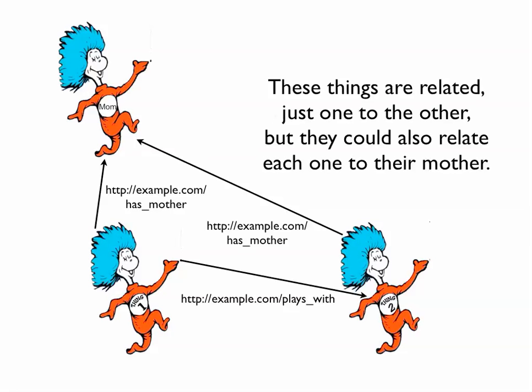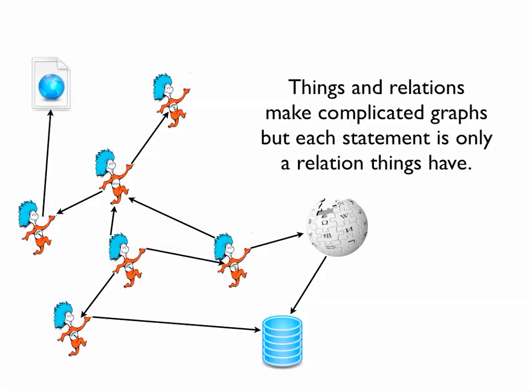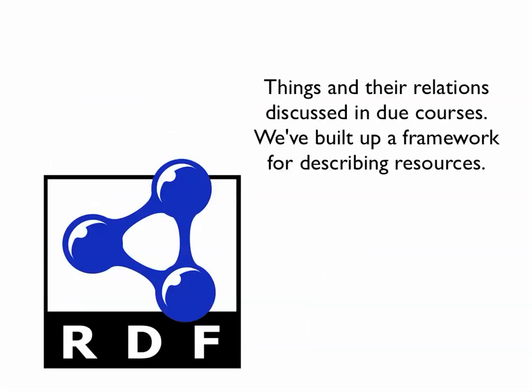These things are related, just one to the other, but they could also relate each one to their mother. Things and relations make complicated graphs, but each statement is only a relation things have. Things and their relations discussed in due courses, we've built up a framework for describing resources.